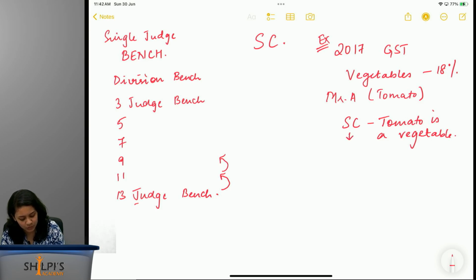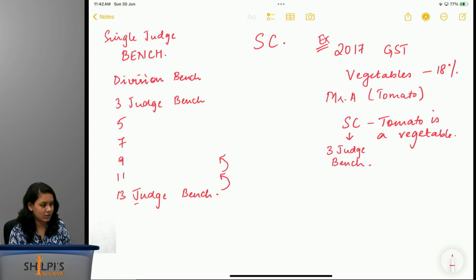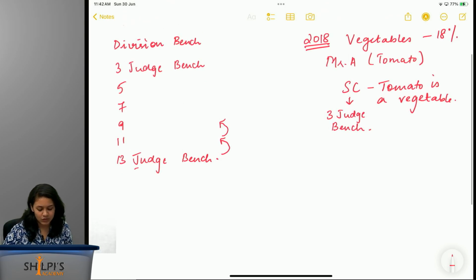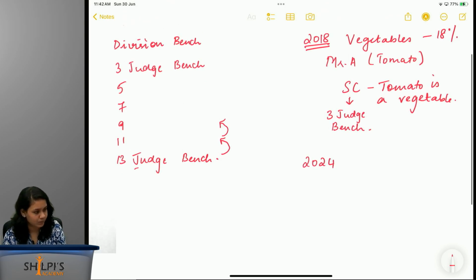In the Supreme Court, this was a three judge bench. Okay, three judges sat and they heard this out and they decided that, see, I'm going to interpret this law. Whatever your confusions are about vegetables, especially about tomato is a vegetable. And they have directed this tomato trader to pay up the tax. Okay, when was this decision given? Let's say this case happened in the year 2018.